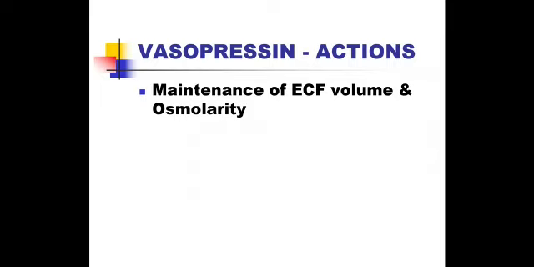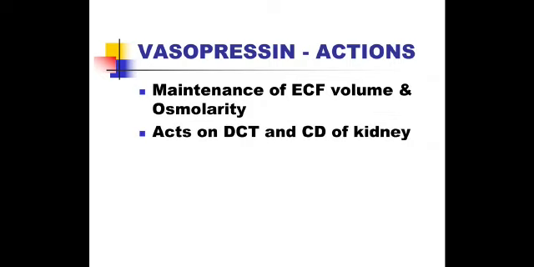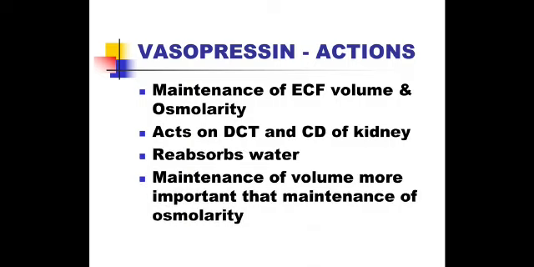The actions of vasopressin are mainly maintenance of the extracellular fluid volume and osmolarity. It also acts on the distal convoluted tubule and collecting tubule, thereby increasing the water permeability. 90% of the water reabsorption takes place in the proximal convoluted tubule, and only 10% of reabsorption takes place in the DCT and collecting tubule, and thereby results in reabsorption of water, which in turn maintains the extracellular fluid volume.